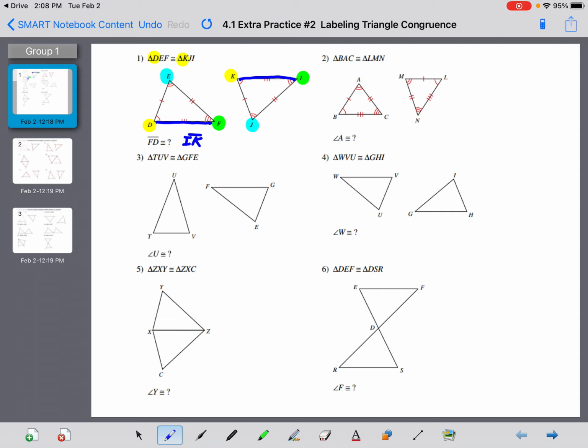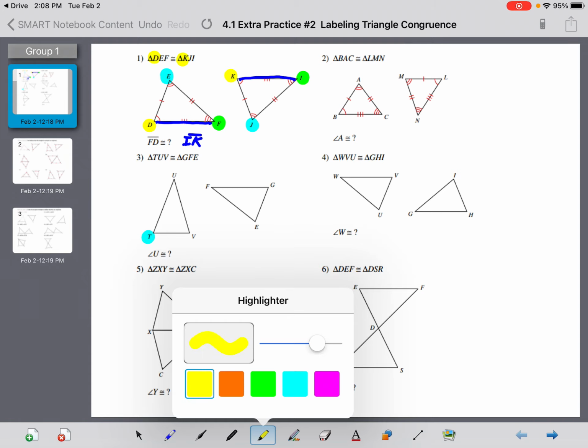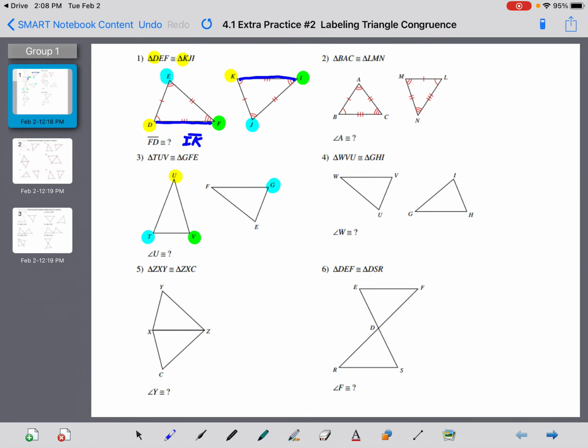You're going to do the same process for number 2, okay? Number 3 says TUV, all right? So let's match these up again. TUV is congruent to GFE. And what they're asking us is what angle is congruent to angle U, which is yellow? Well, that has to be angle F. Okay.